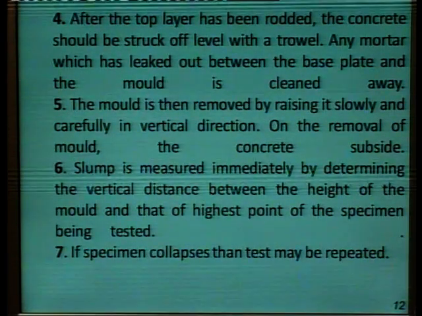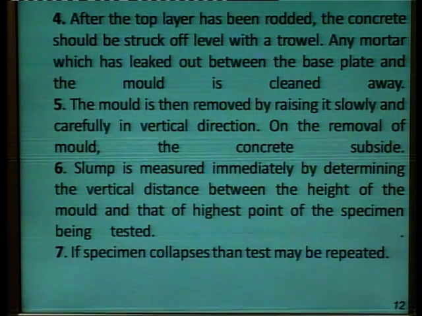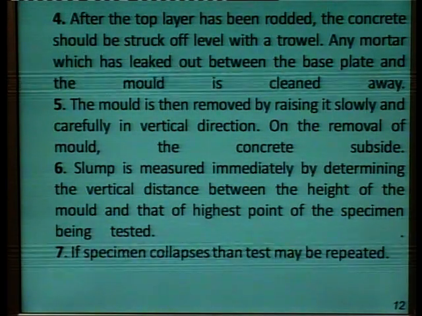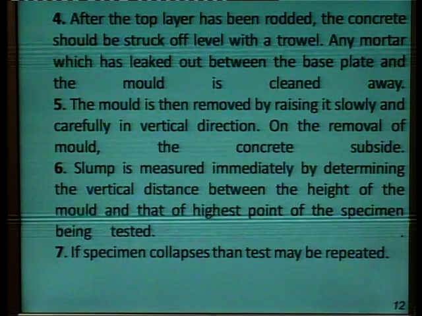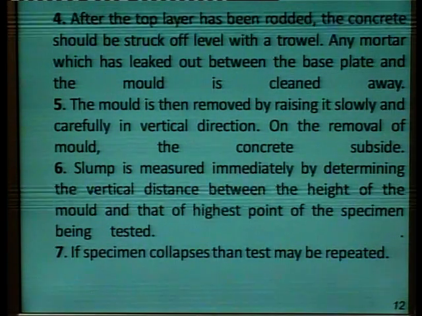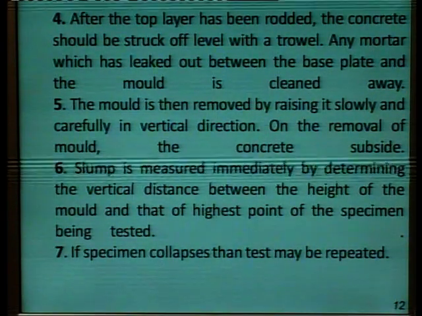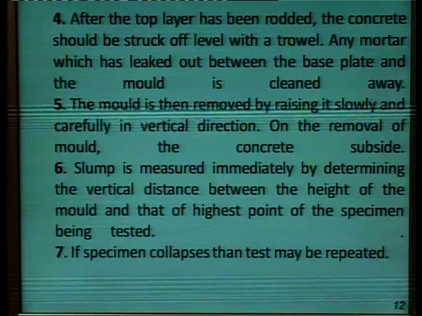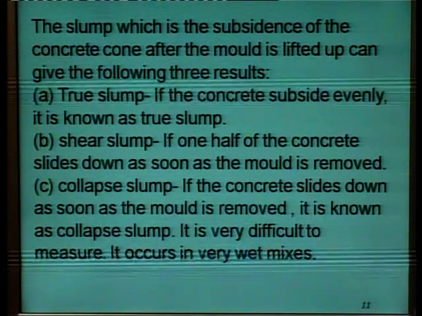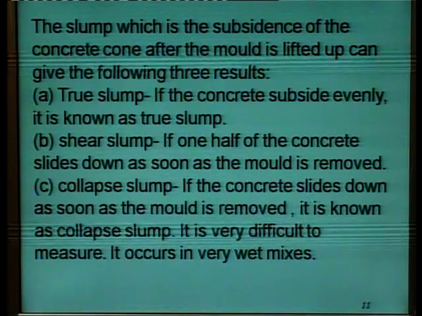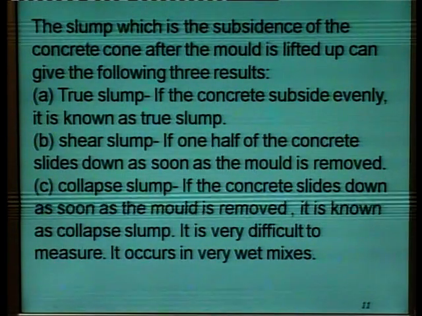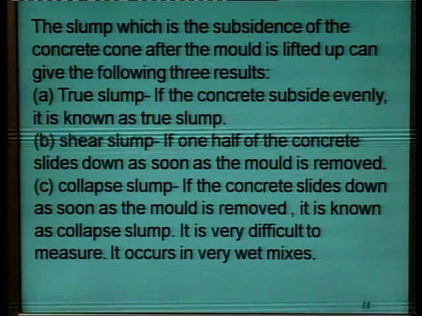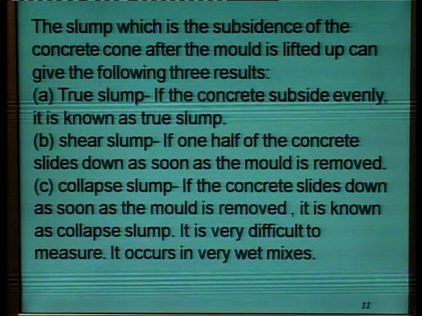Then slump is measured immediately by determining the vertical distance between the height of the mold and that of the highest point of the specimen being tested. If the specimen collapses, then the test may be repeated. The slump, which is the subsidence of the concrete cone after the mold is lifted up, can give the following 3 results.